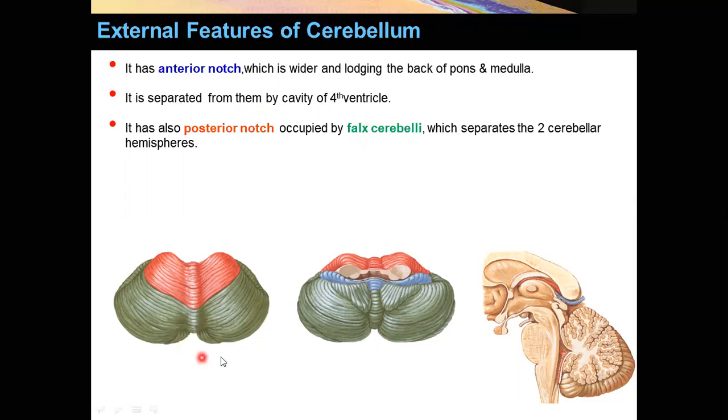And there is also a posterior notch. This is the posterior notch, which is occupied by the falx cerebelli. The falx cerebelli separates the two cerebellar hemispheres, and it is the extension of the dura mater surrounding the brain.